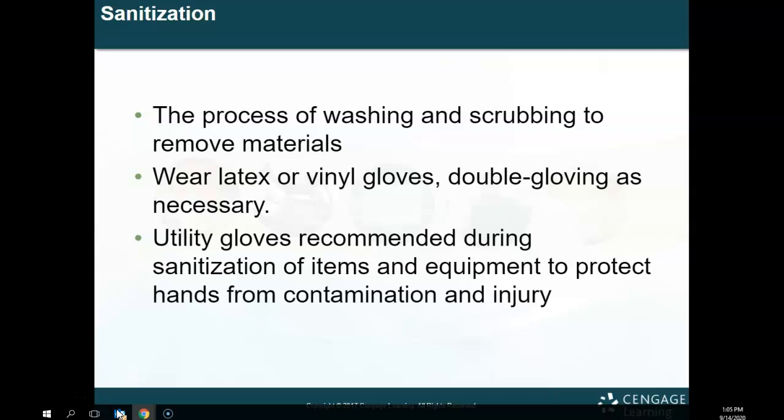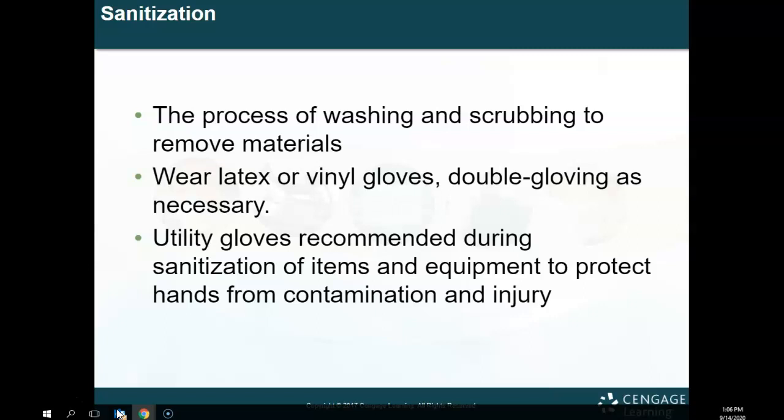Sanitization is the process of washing and scrubbing to remove material. It is not disinfection and it is not sterilization. Do not confuse these. You will wear latex or vinyl gloves, double gloving as necessary. Utility gloves recommended during sanitization of items and equipment to protect hands from contamination and injury.